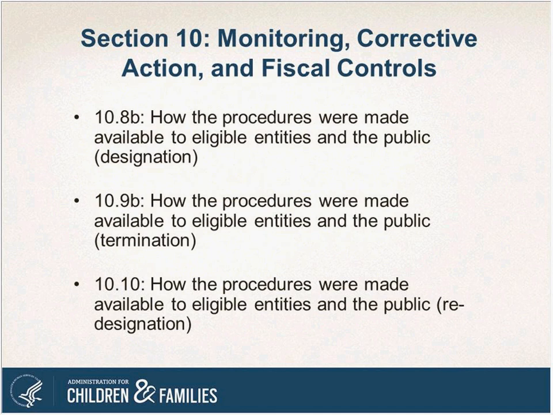Sections 10.8B, 10.9B, and 10.10 incorporate new information pertaining to the procedures that states take with regard to designation and redesignation of eligible entities. In each of these areas, states provide information on the procedures that are available to eligible entities and to the public.